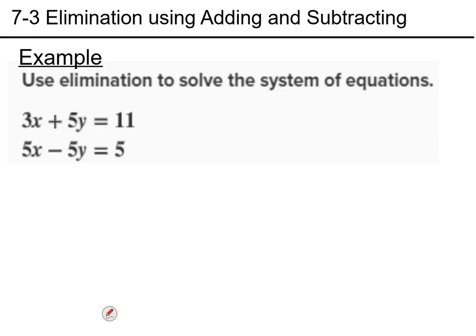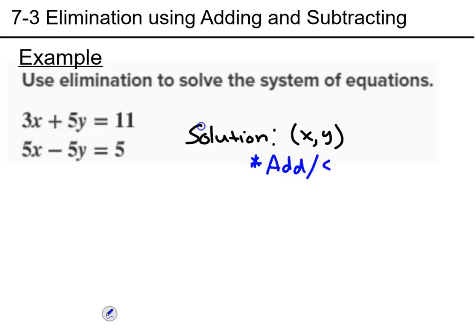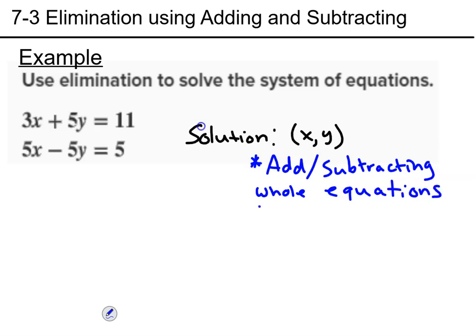When we have solved this, our solution will be a point (x, y). For the elimination process, basically what we are doing is adding or subtracting whole equations in order to eliminate a variable. In a lot of these examples, it's going to be clear which variable we're going to be eliminating. In our next section, it's not going to be clear which one we're eliminating.